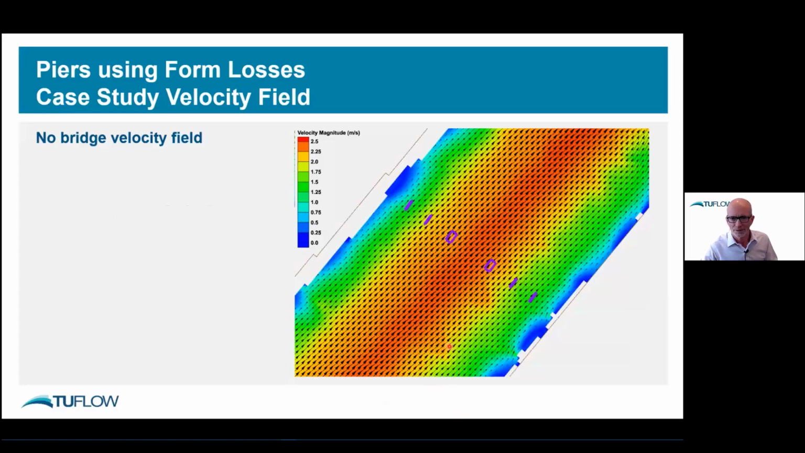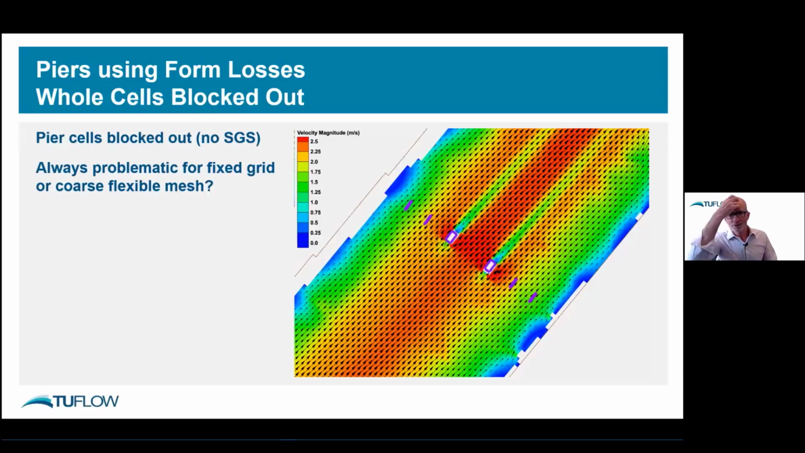So this is the velocity field, and these are TUFLOW Classic results from 2011. So you can see the strong flow of water in the middle of the river. You can see the piers there. In this simulation, there's no piers, so it's just sort of nice and smooth. Let's see what happens if you block the whole cells out, because it's very quick and easy to do that. You get some nice wakes behind the piers. We'll have a look at whether that gives a good result or not.